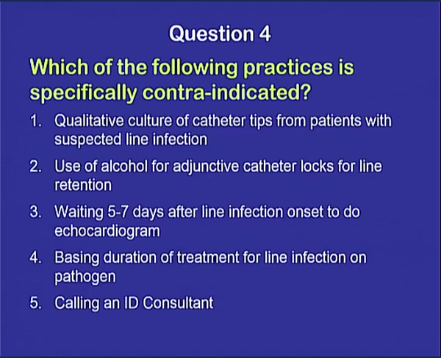All right, which of the following practices is specifically, which shouldn't you do? Qualitative cultures of catheter tips, alcohol for adjunctive catheter locks, waiting 5 to 7 days to do an echo, basing the duration of treatment for a line infection, or calling an ID consult. The correct answer is 1, qualitative cultures are not useful. There's no benefit in doing a qualitative culture.